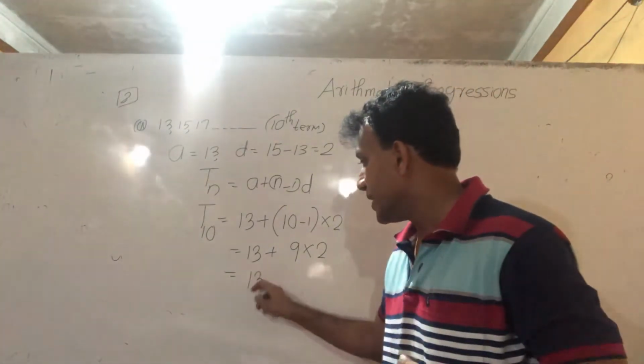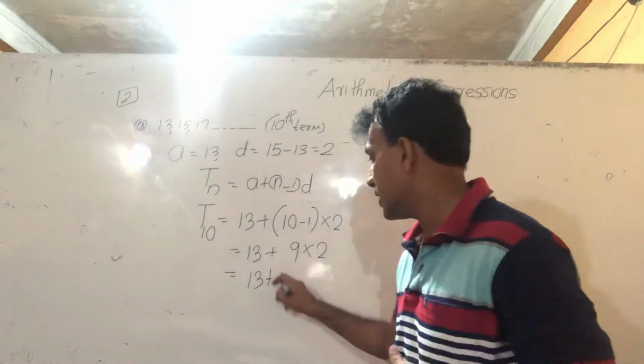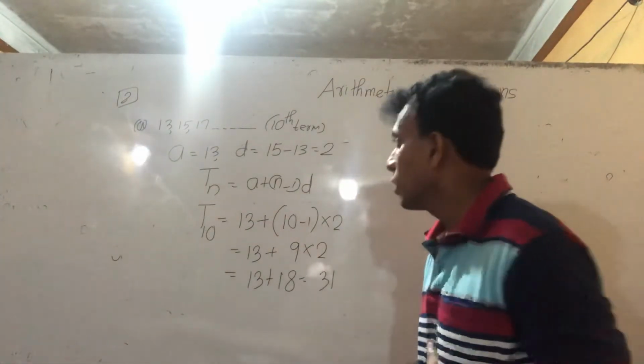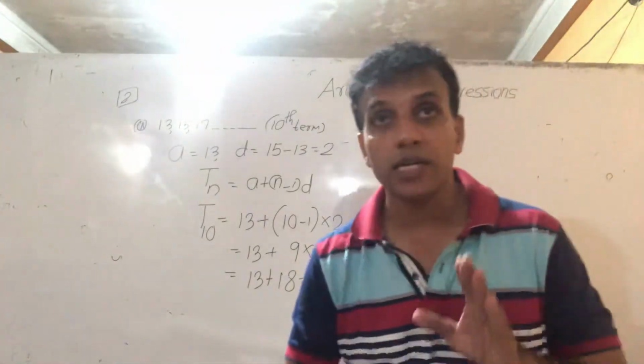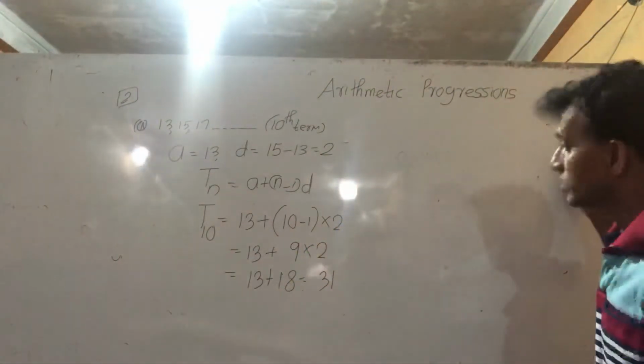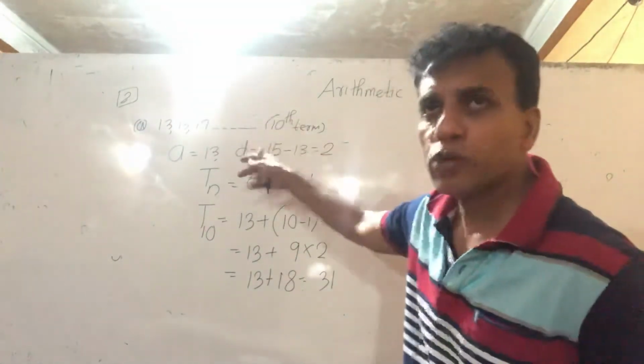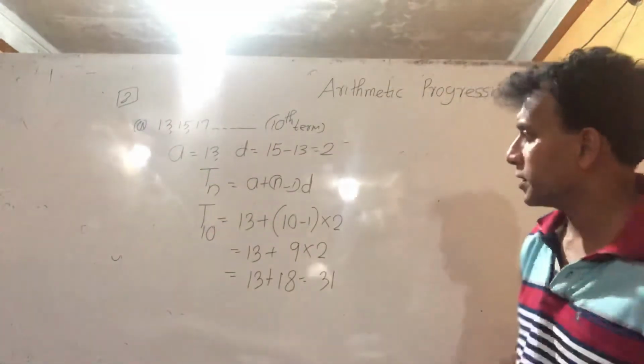So 13 plus 18. So what is that? 31. So the 10th term is 31, right? If you have doubt, check by increasing by 2 and catch the answer. See, both come the same.